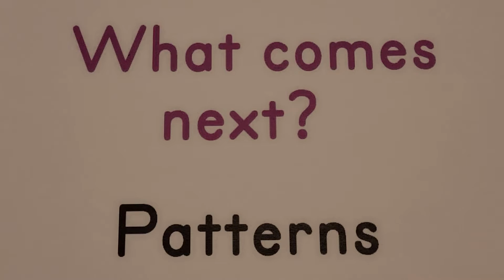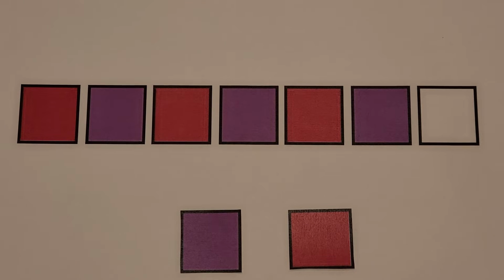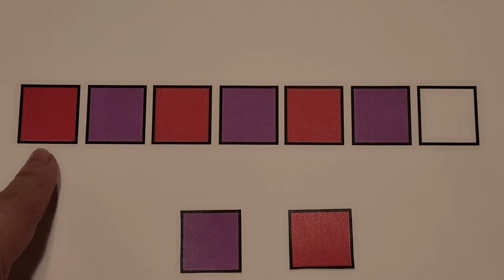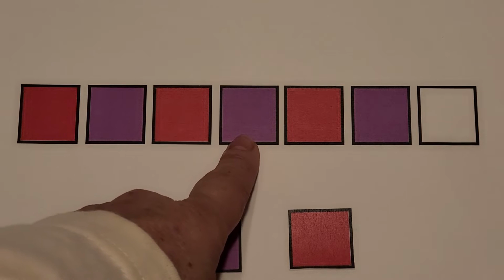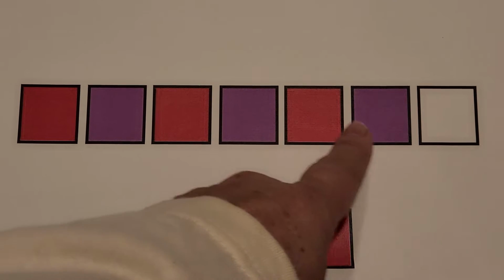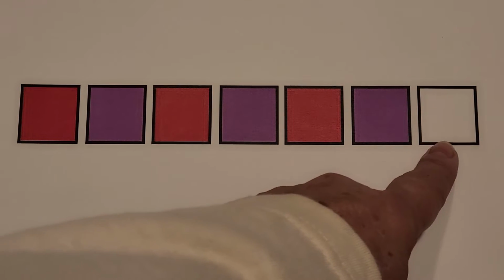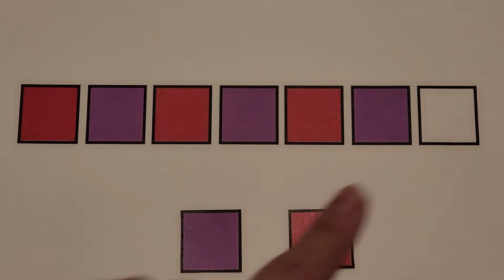We're going to learn about patterns and what comes next. A pattern is a picture or shape that repeats. Here we have a red square, purple square, red square, purple square, red square, purple square. What do you think should go here? Should it be purple or red?